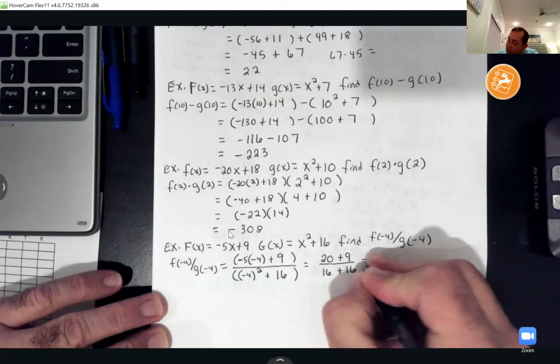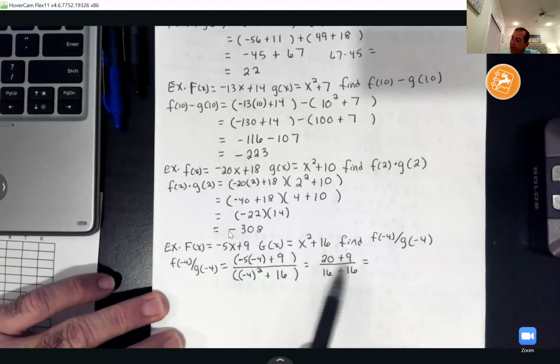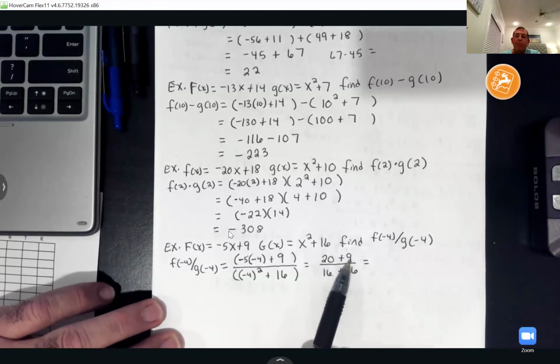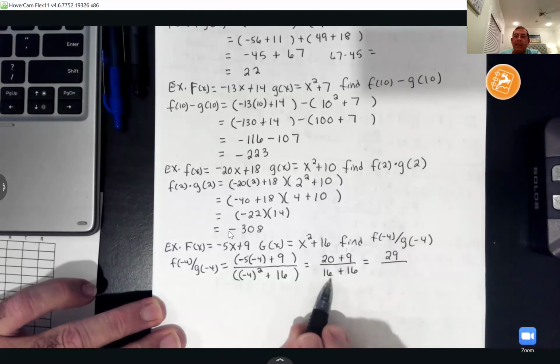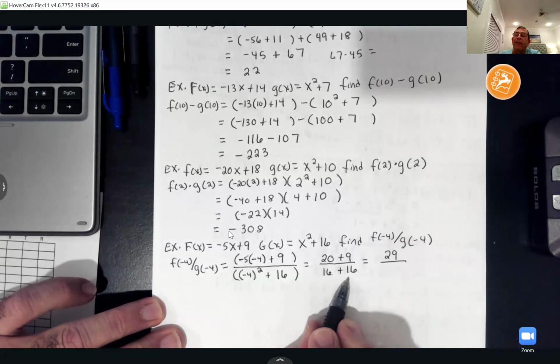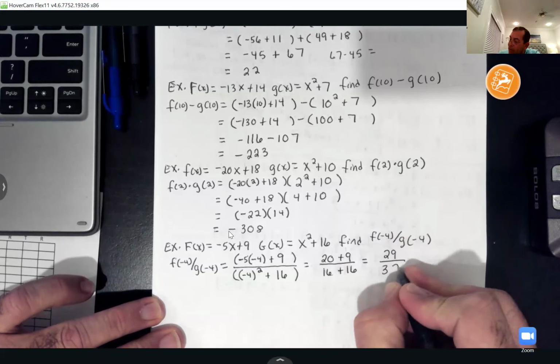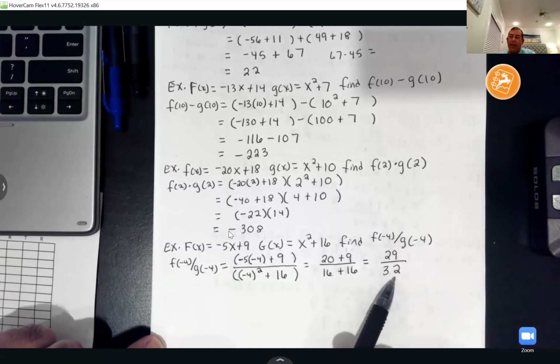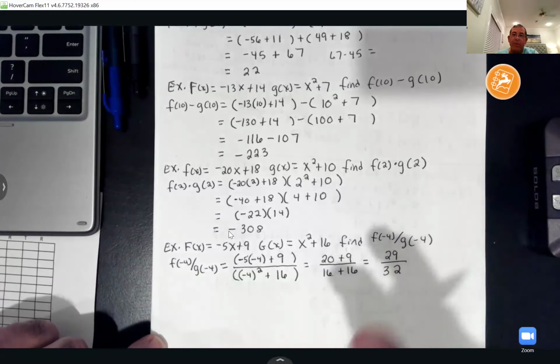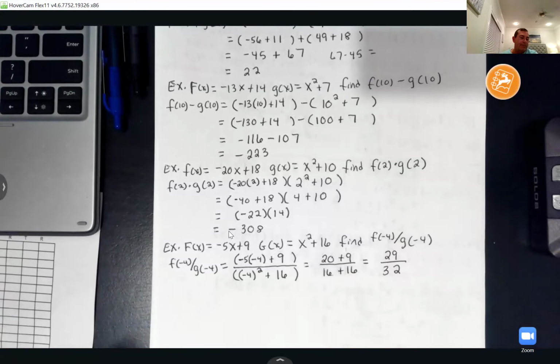All right, y'all, so let's see now. I can add my numbers on top. 20 plus 9 gives me a 29. 16 plus 16 is what, 32? And y'all, that does not reduce. 29 over 32 does not reduce. So that would be my final answer.